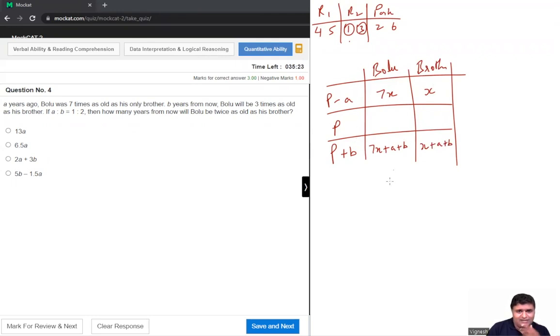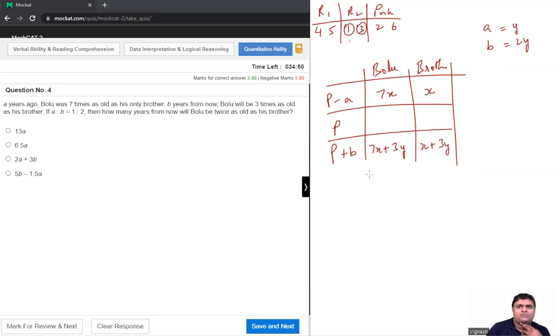Bolu is going to be 3 times as old as his brother. And A and B, the ratio is given as 1:2. Right? A and B ratio is given as 1:2. So A and B we can take as what? One more variable we can introduce here. Y and 2y. Okay, y and 2y. And what can we write this as? A plus B is going to be 3y. And here we get 3y, right?